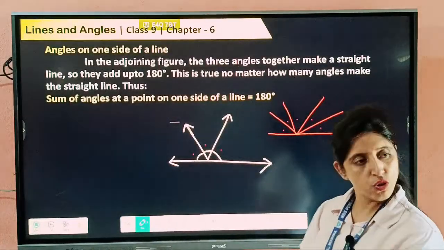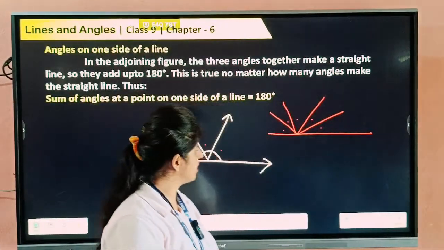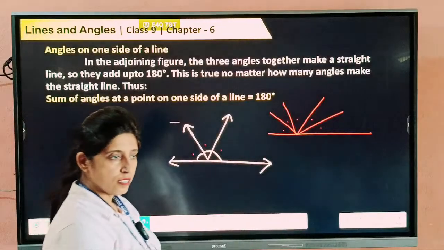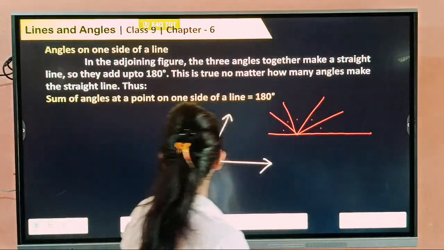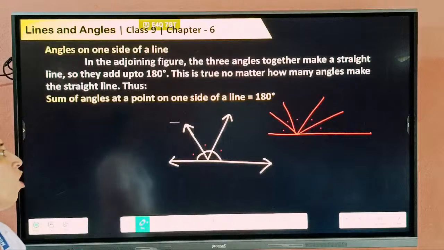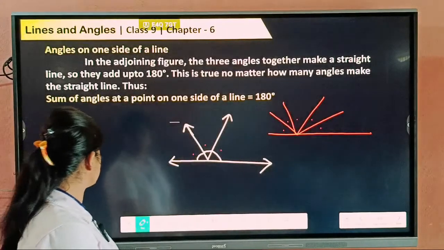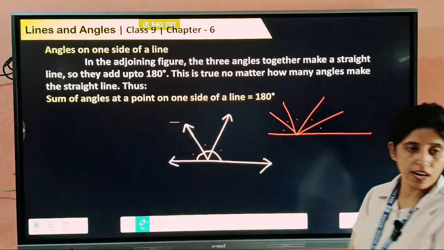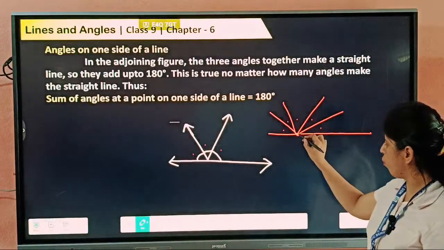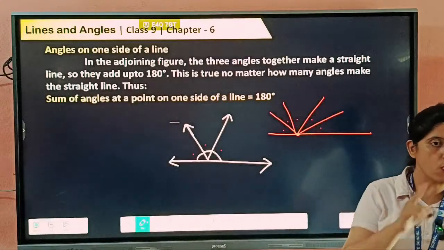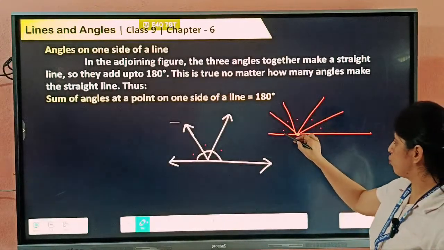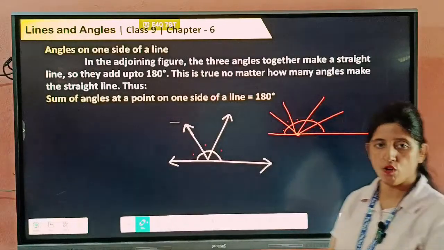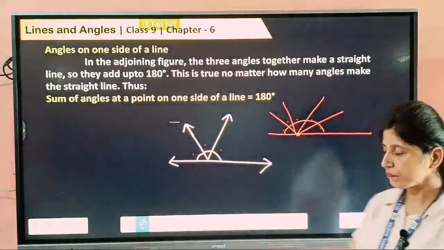The total sum is also 180 degrees, right? Then we can say that this is the angle on one side of a line. This is true no matter how many angles make the straight line. Thus, the sum of angles at a point on one side of a line is 180 degrees. Look, these are all made at one point on that line, so their sum should be 180 degrees. Then we can say that these are angles on one side of a line. Okay.